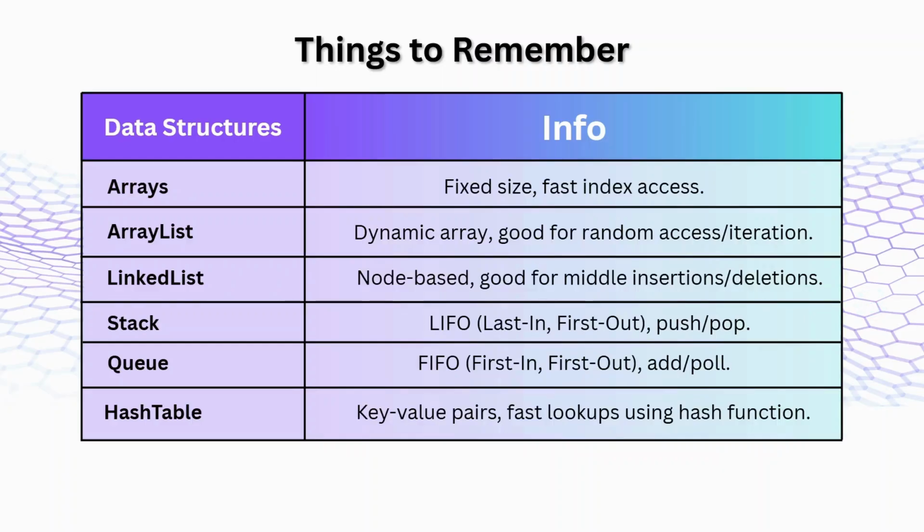So, things to remember. Arrays, right, are fixed in size with fast index access. ArrayLists are dynamic, and they're good for random access and iteration. Linked lists are node based, good for middle insertions and deletions. Stacks are last in, first out, so push and pop. Queues, think of the line, right, first in, first out. And hash tables are key value pairs. They're fast lookup using hash functions.